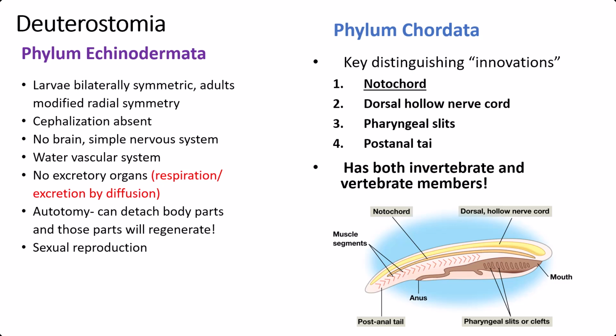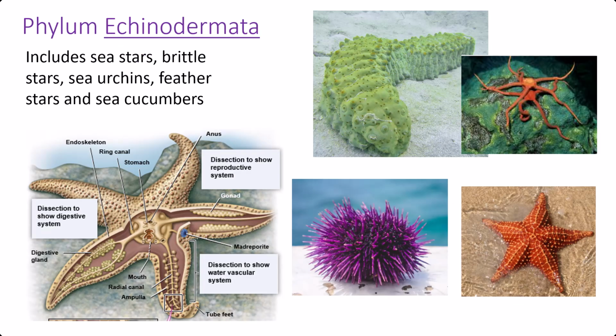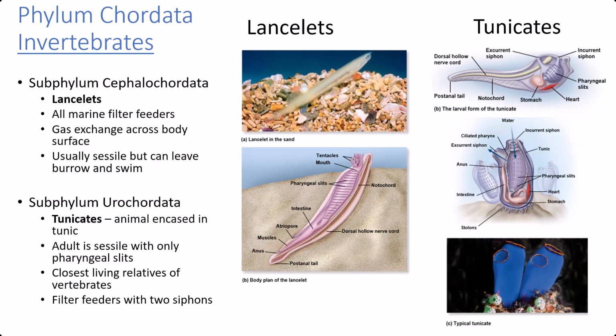So nobody up until this point in our lecture has had a backbone, but now we're getting into some organisms that have a backbone. So again, in deuterostomia, we have the phylum Echinodermata. It's named for having spiny skin, Echinodermata. This includes sea stars, brittle stars, sea urchins, feather stars, and sea cucumbers, which I've pictured here on this slide for you.